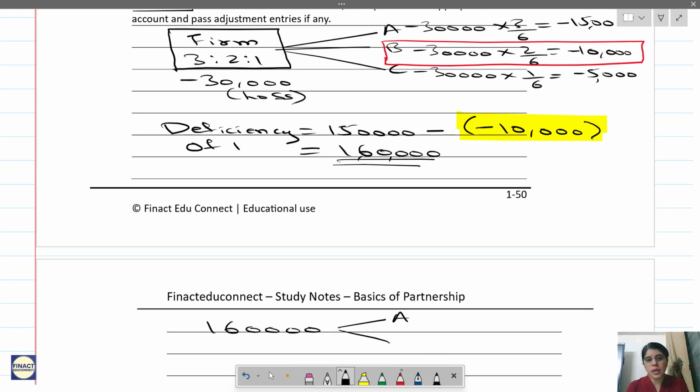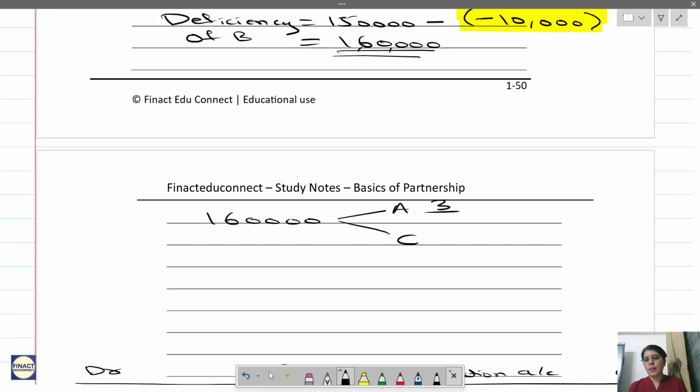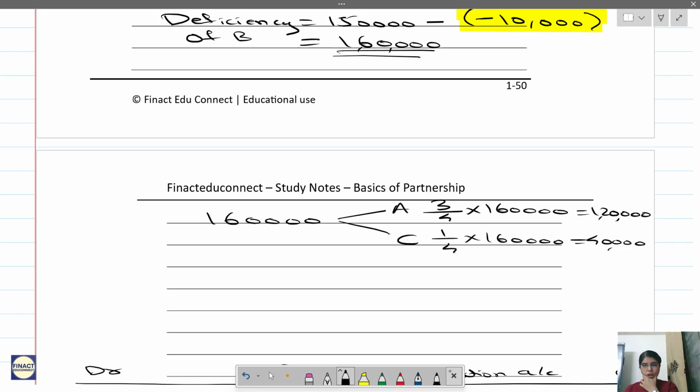Let me write it over here. A and C will share it in their profit sharing ratio, that is 3:1. So A will bear 3/4 into 1,60,000 and C will bear 1/4 into 1,60,000. So 1,20,000 and 40,000. Did you understand this? Now see here.